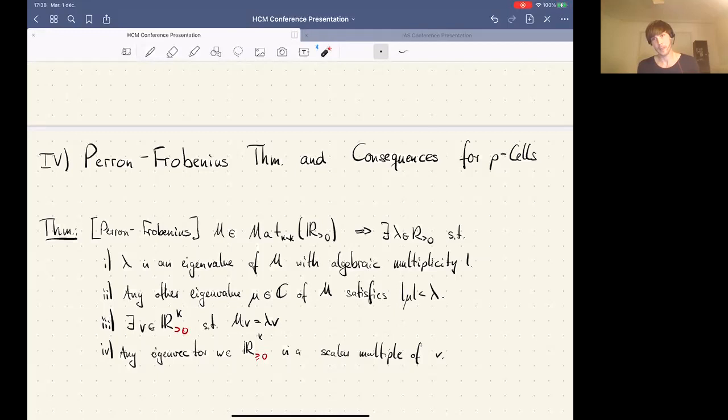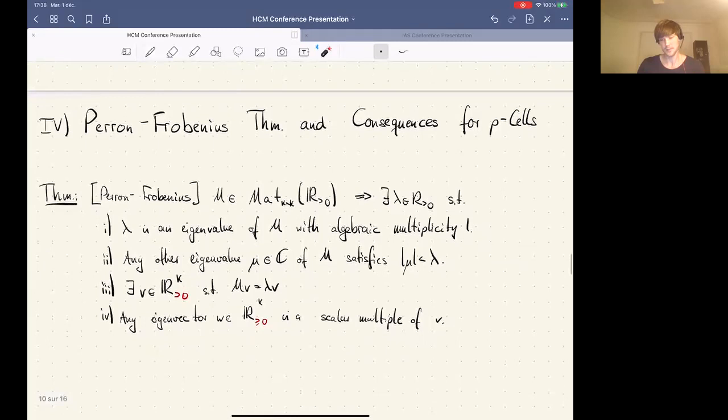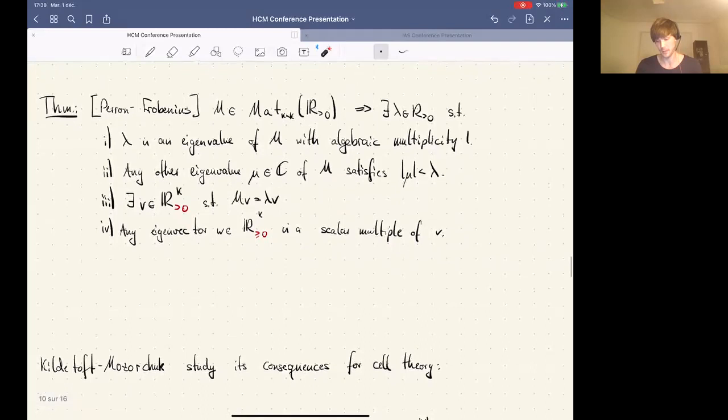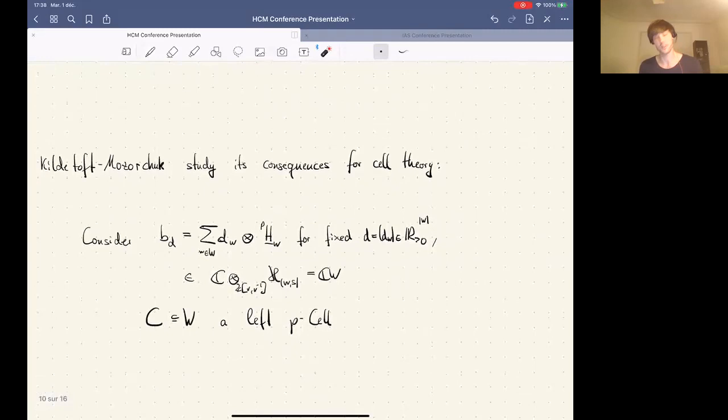And it has a nice property that we can actually recognize this Perron-Frobenius eigenvector, in the sense that if we find another eigenvector for our matrix whose components are non-negative entries, then this is actually already a scalar multiple of our Perron-Frobenius eigenvector v. Okay. So this is particularly nice. And so you can say a lot more properties about this, but I just want to recall these because this is what we'll use in the following. And now Kildetoft and Mazorchuk, they had this idea of studying the consequences for this, for cell theory in general.